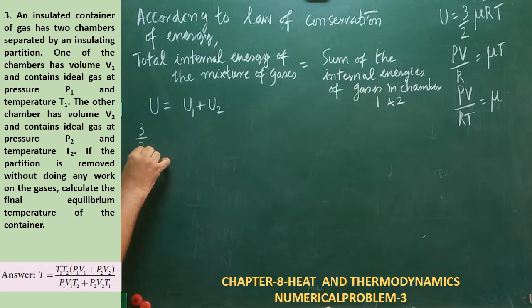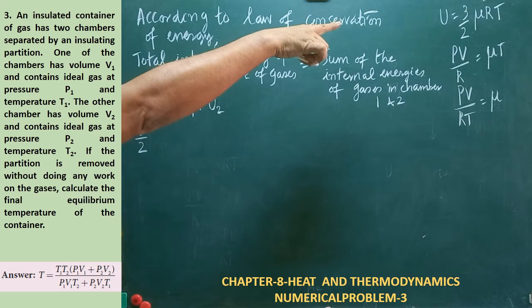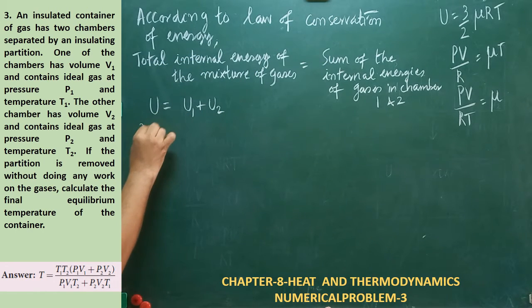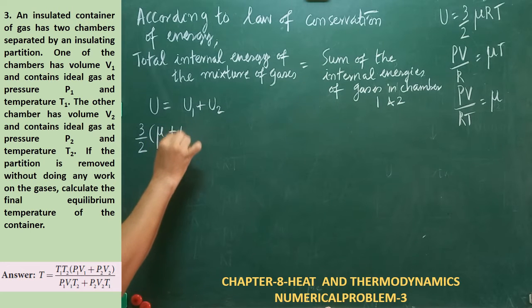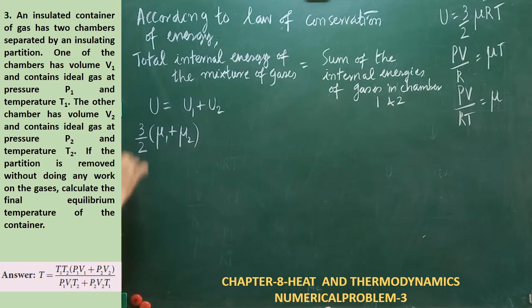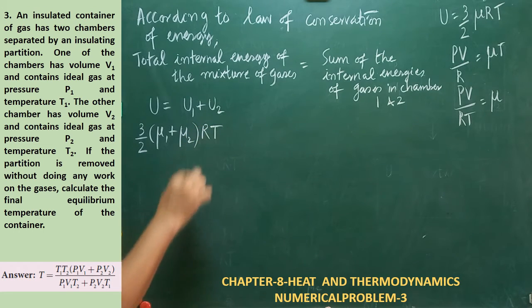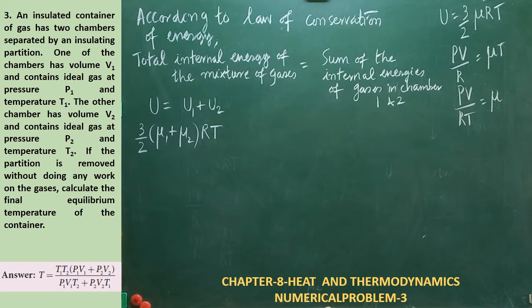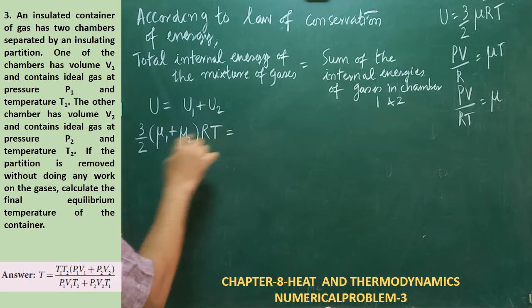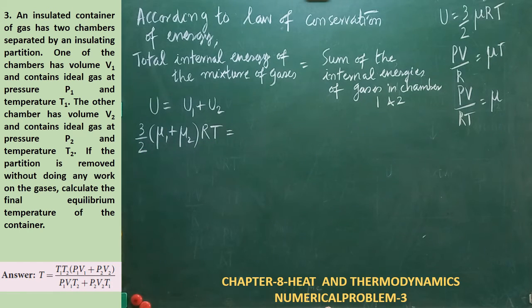3 by 2. Now both the two gases are mixed, no? Now I am going to use that formula. U is equal to 3 by 2 mu RT. So both the moles can be added, mu1 plus mu2, that is the total mole value. R into T, where T is the resultant final temperature. So this is the internal energy of the mixture.